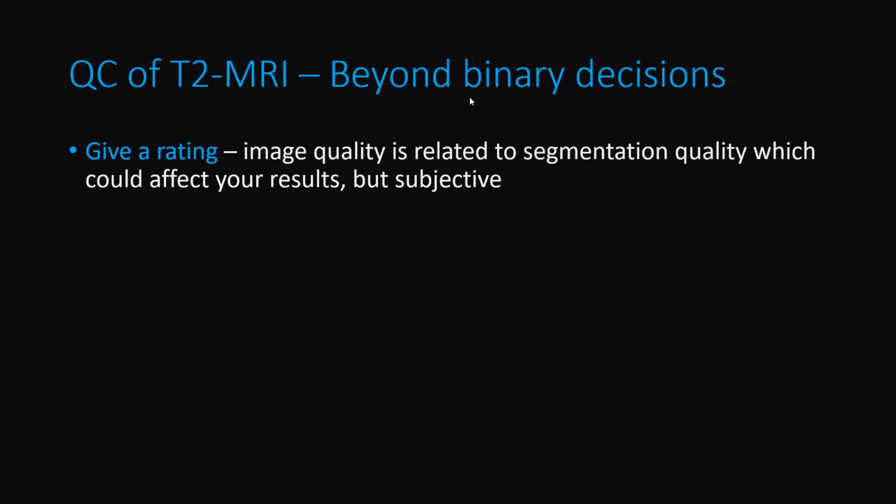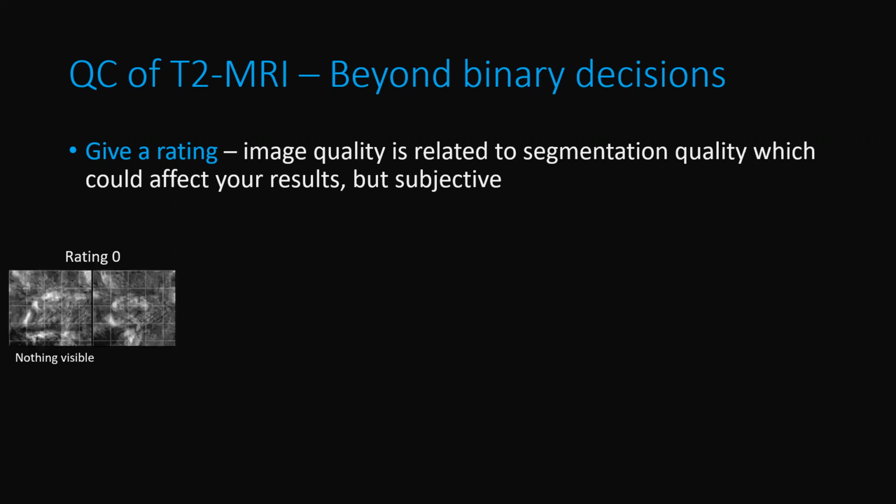So then I generally just go for a binary decision, include or exclude, but it could be useful to give a rating because the image quality is of course related to segmentation quality, and segmentation quality can affect your results. But a rating is also a little bit subjective, so it's good to keep that in mind. So this is the rating that's used at 10.